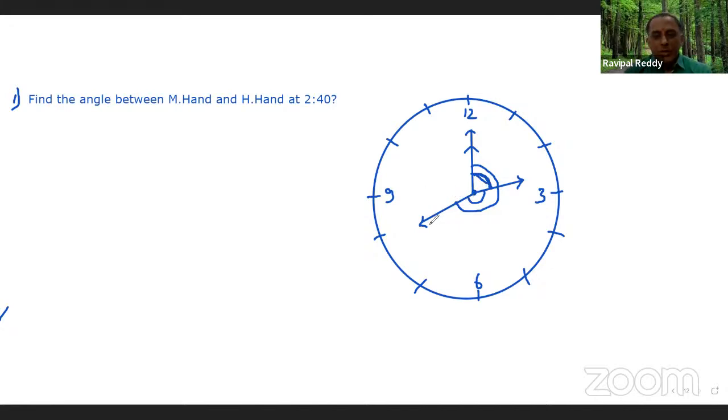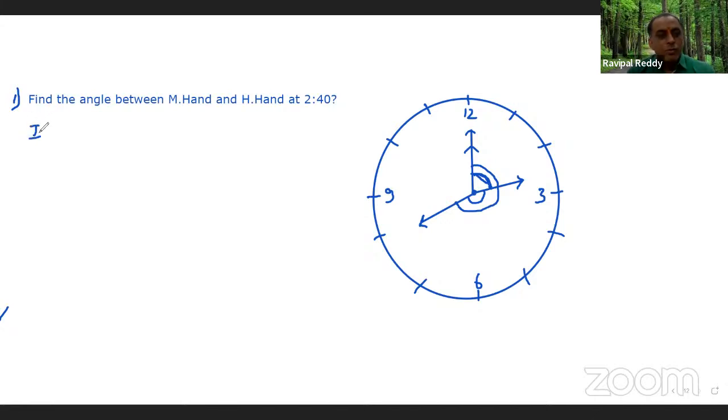Now tell me, the present minutes hand is at 8. How many minutes will the minutes hand take to reach this point from 12? It starts at 2 o'clock exactly, at 12. In 40 minutes it will reach.